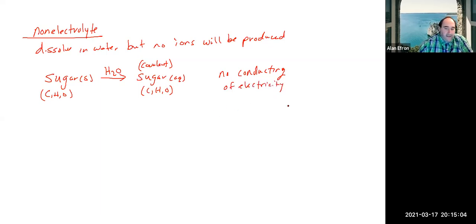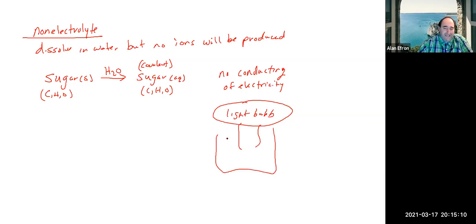Which means if you take, again, my bad light bulb example, and you put it into a solution that is a non-electrolyte, the light bulb stays off. Doesn't go on, doesn't light up at all. And it doesn't light up at all because of this reason right here. There's absolutely no ions floating around in the solution. Because there's no ions floating around the solution, it's not able to conduct electricity, and we do not get, again, that light bulb to go on.